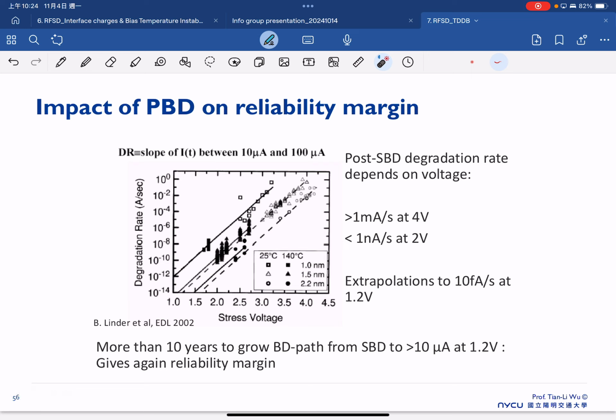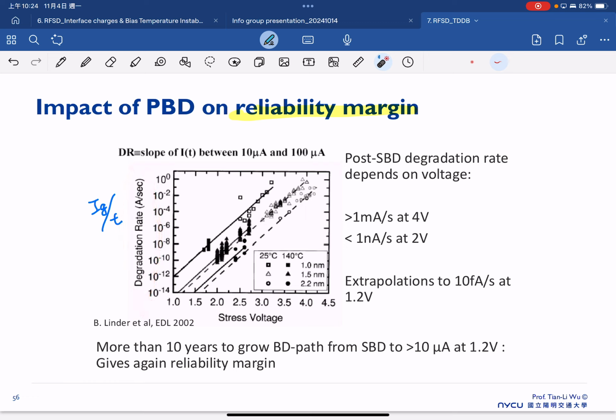So this is another concept that we call the impact of progressive breakdown on reliability margin. Now you can see the x-axis is the degradation rate. Generally the degradation rate is considered as gate current versus time. And then we can find different stress voltages versus different degradation rates, that is, how fast our current increases here.